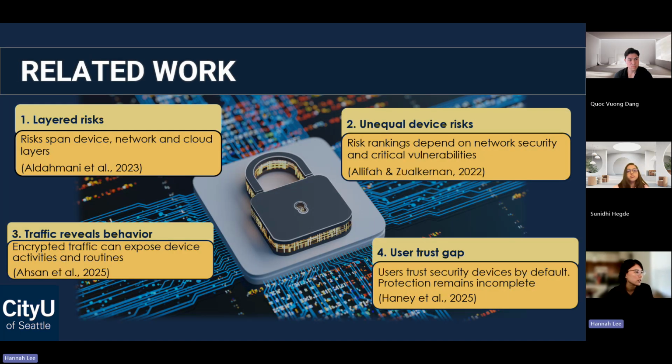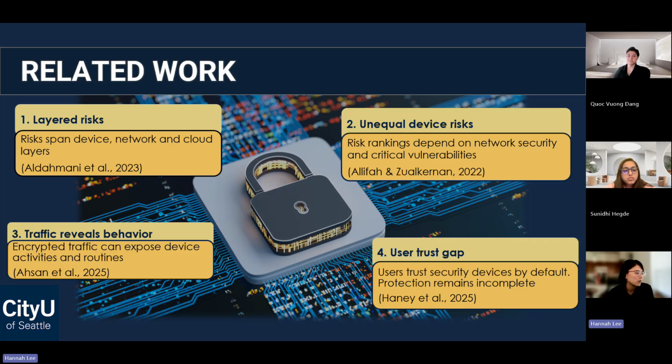Here are 4 sources that support the main pillars of my project. First is layered risks. Aldamani and others explain the technical threat landscape and countermeasures for smart home IoT systems. Their work shows that risks extend across devices, network, and cloud layers, which supports treating camera security as more than just device level. Second, unequal device risks. Alifa and Zuckerman show that risks can be prioritized because smart home devices do not carry equal risks, and that network security is especially important.